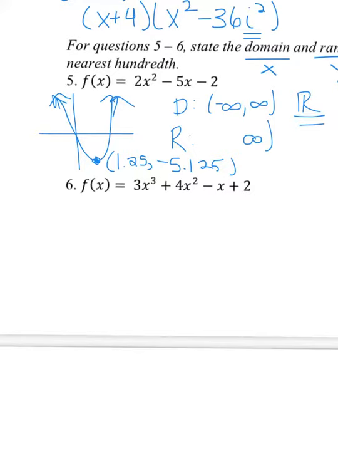So again, we're talking about the y values, so I'm going to use this here because the range is the y values. So it does include that point because it is not an open circle. So this is -5.125 until infinity for the range.